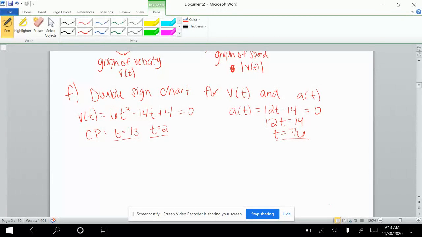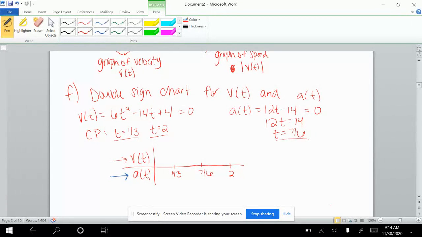You can do two separate sign charts, or you can just figure out v of t and a of t and the signs of each of those. And then we just want to know when is it speeding up, slowing down. So we're comparing the signs of both of these. So I'm going to start here at 1/3. Then we've got 7/6 because that comes before 2. And then 2. All right, so I'm plugging numbers in up here to my v of t. And down here, I'm plugging in a of t. So you have to pay attention to what function you're plugging numbers into.